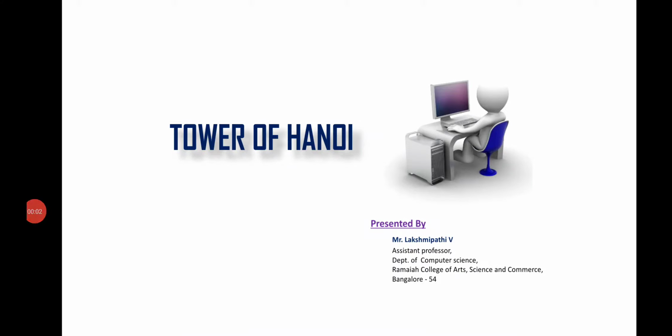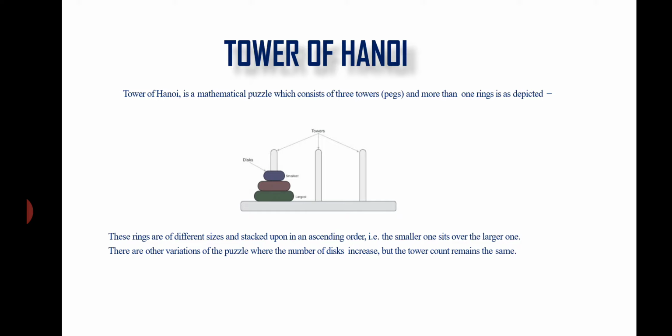Hi everyone, Towers of Hanoi. Towers of Hanoi is a mathematical puzzle which consists of three towers and more than one ring. It comes under recursion in data structures.